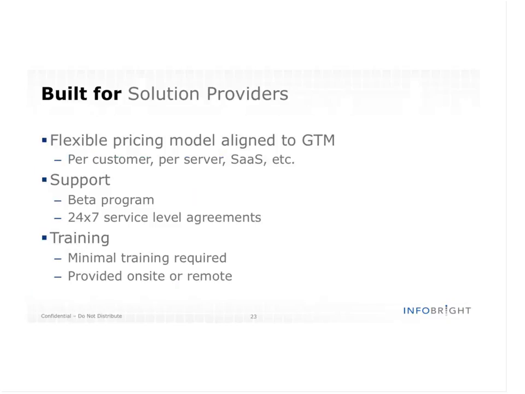In addition to great technology, Infobright makes good business sense too. We understand that in the OEM world, one size does not fit all when it comes to pricing. Our pricing flexibility allows us to support your business models. Also, Infobright offers 24/7 service level agreements for mission-critical applications, and we encourage our OEM partners to participate in our software beta program to gain early access to new features and capabilities. And we also offer on-site or remote training to meet your training needs.